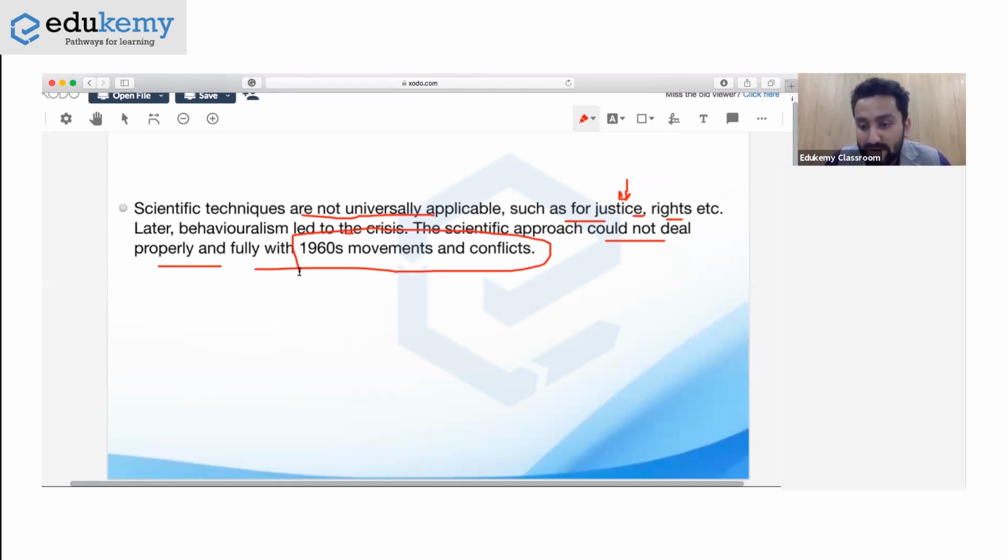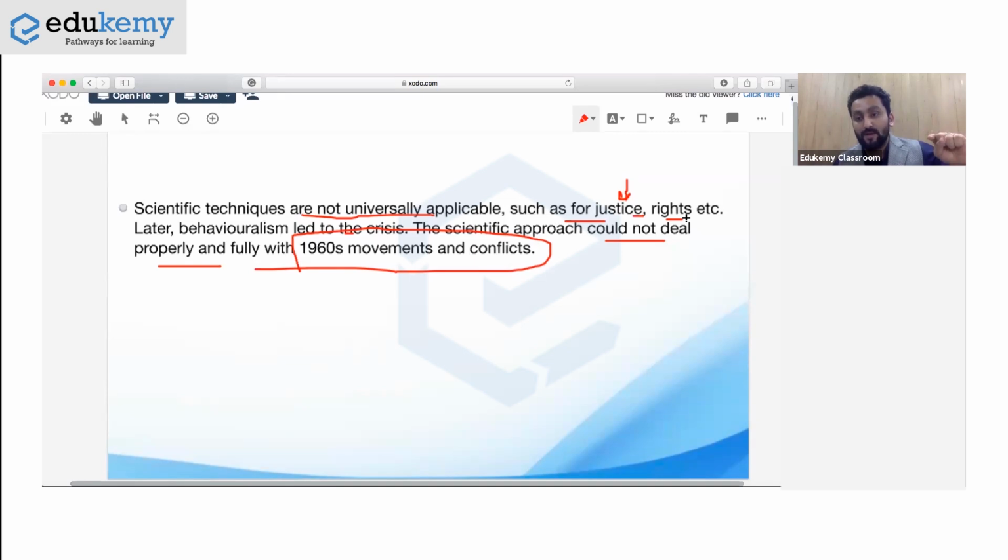For example, the civil rights movement in the USA. America was saying that they had built that behavioralist approach, a scientific discipline, right? But do you think their political system was apt in terms of justice and rights? No. There was the civil rights movement, and what it was saying was that now is the time you have to adopt some political theories based on values.